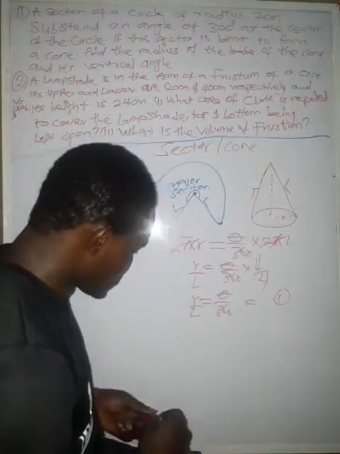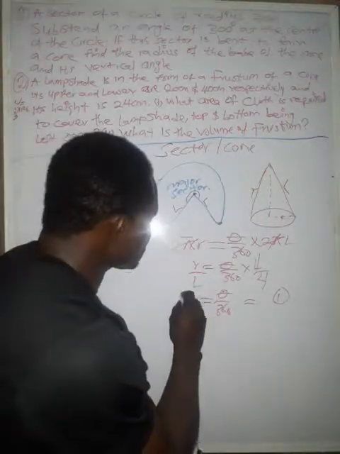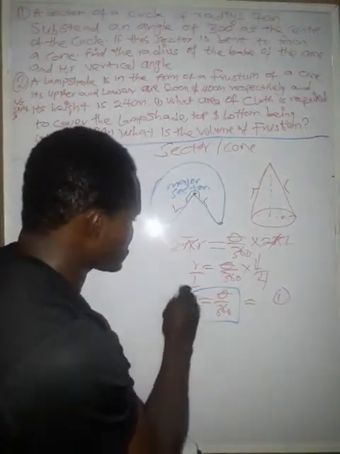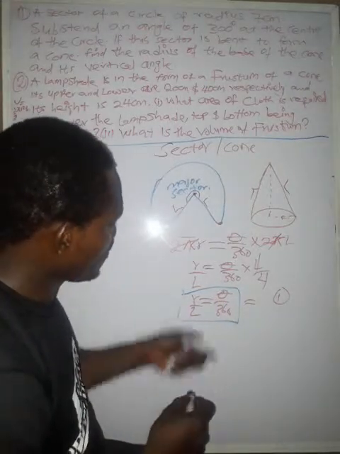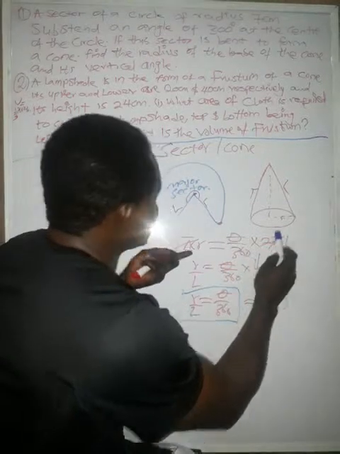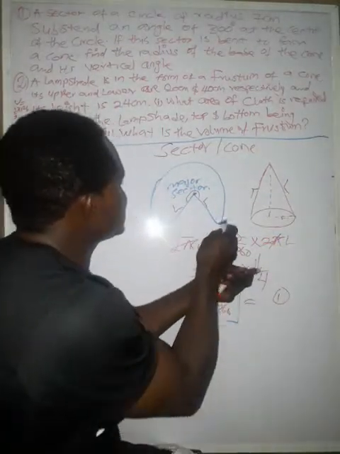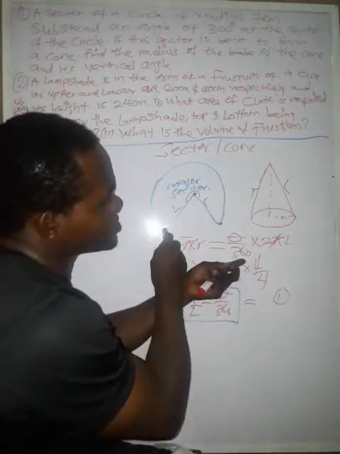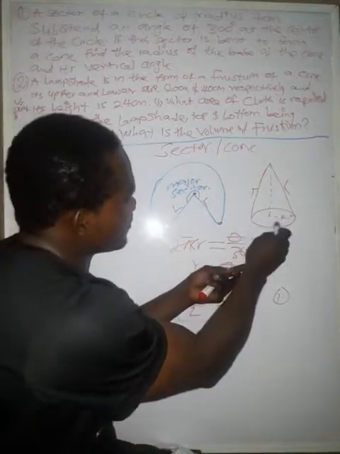I hope you get this one. So we have this, that's equation 1. Don't forget how I arrived at this. That means the circumference of the cone is the same thing as the length of an arc, because it was this one that formed this.